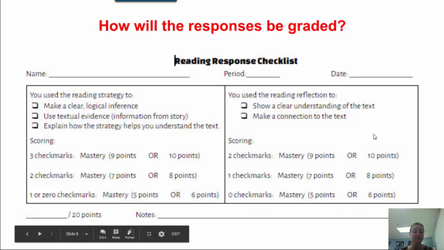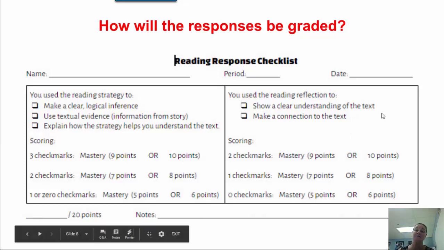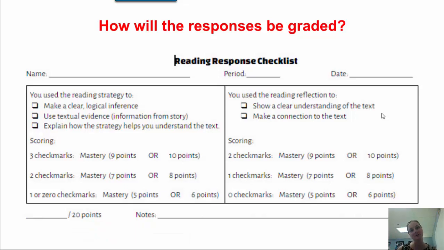Over here is the reflection part, the one about Brody, and do you agree or disagree with him? So you can get 2 check marks over here. Do you show a clear understanding of the text? And have you made a connection to the text? And again, 9 or 10 points, 7 or 8 points, 5 or 6 points. If I don't think you're reading carefully or I don't think you're really understanding that story, your points are going to be lower. If you choose a really good thing that Brody did and you explain it and show me how it helps you understand, I'll give you more points, okay?